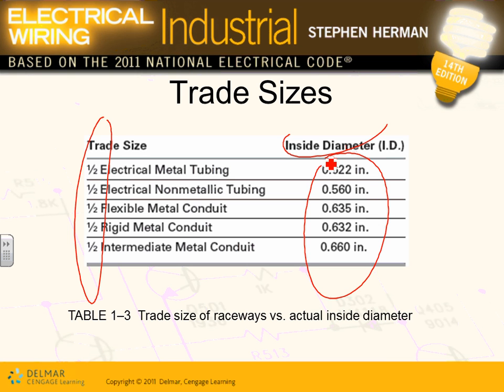So look at the EMT here, 0.622, all the way to the rigid. The interior of the rigid is 0.632. So the rigid has more interior diameter than the EMT. Look at the electrical non-metallic tubing, 0.5, the smallest. And look at the intermediate. Intermediate is bigger. So you can see that's why they call them all half an inch as a trade size.